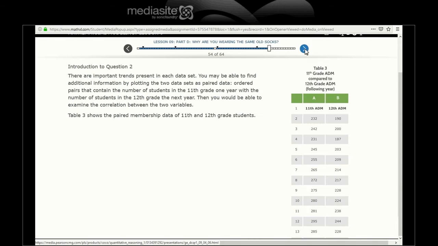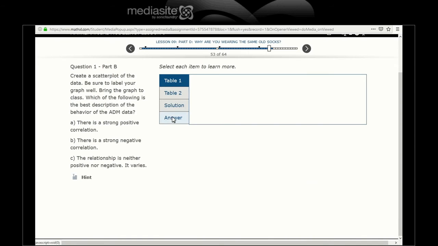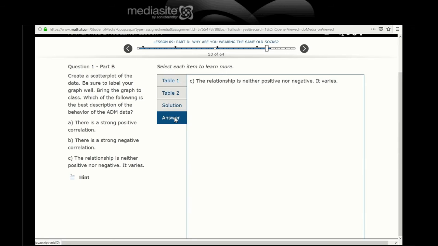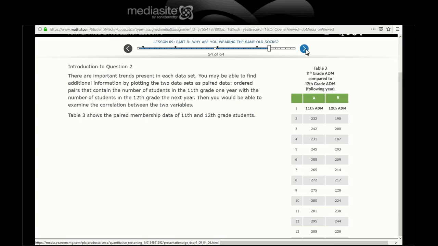What's next? Yeah, positive and negative varies. There were important trends present in each data set. You may be able to find additional information applying the 2 data sets to paired data. Ordered pairs that contain a number of, blah, blah, blah. Okay, based on what we discussed earlier, remember, these are the 2011th graders, and these are the 2001 12th graders, because 11th graders become 12th graders. Table 3 shows a pair of memberships.